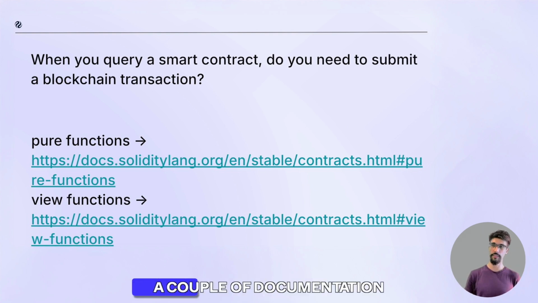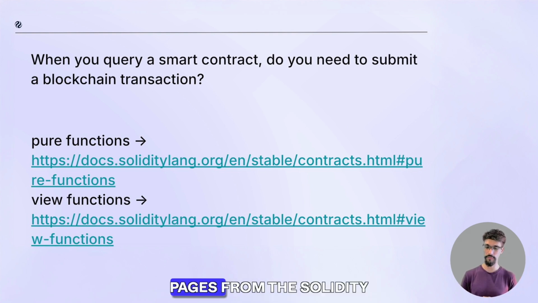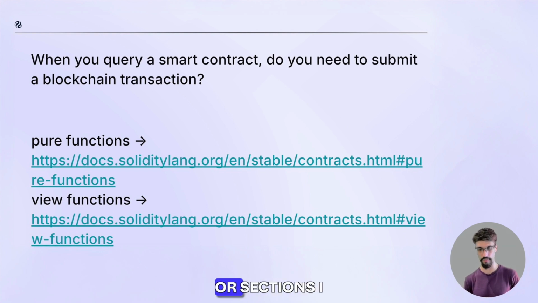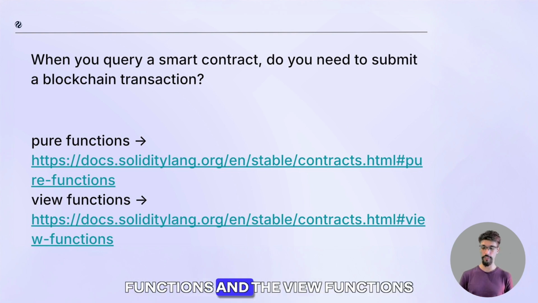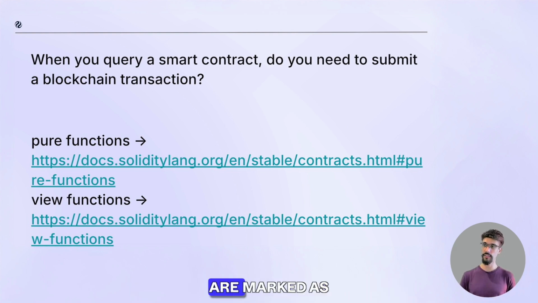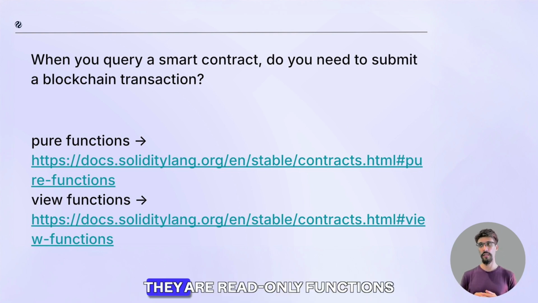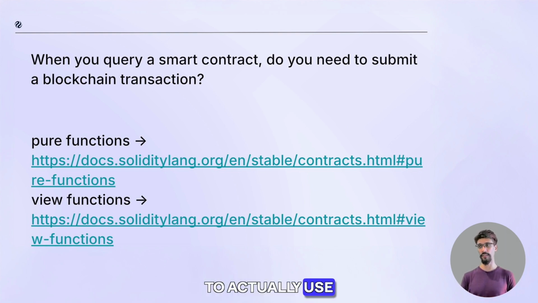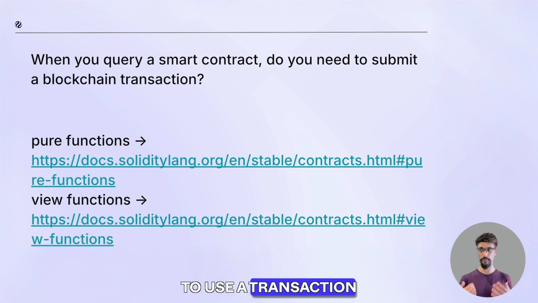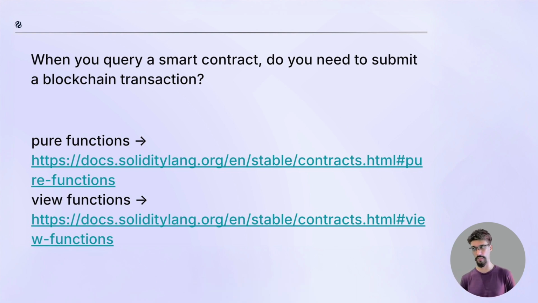All right, and here are a couple of documentation pages from the Solidity docs that I'd like you to check out, or sections I should say. On the contracts page, check out the pure functions and the view functions. So these functions are marked as pure or view. They are read-only functions, and therefore you do not need to actually use a transaction on them, right? Functions that are not marked pure or view, you will need to use a transaction because those are write operations.